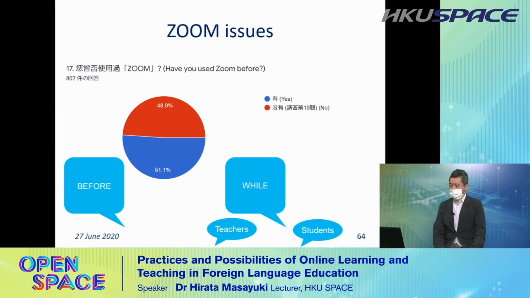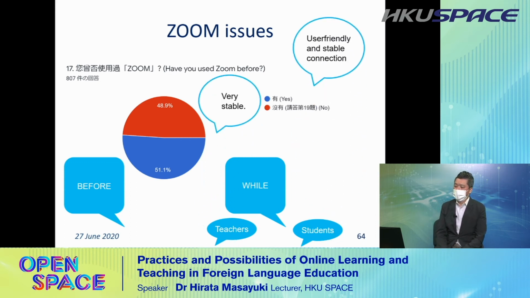There was an issue about the selection of the software. As I said in the earlier slide, we didn't have any capacity to select the software. The virtual classroom was the only option we were assigned. But a lot of teachers, even before we started and while we were doing the online courses, said Zoom is better. Zoom is easier to use and more user-friendly. So there was kind of a concern, and on the connection, some people say Zoom is very stable and easy to use.